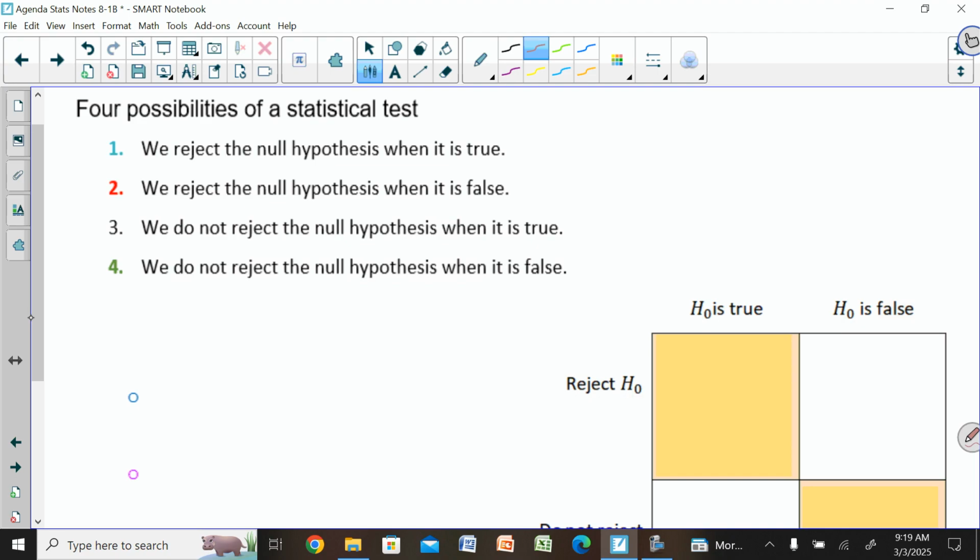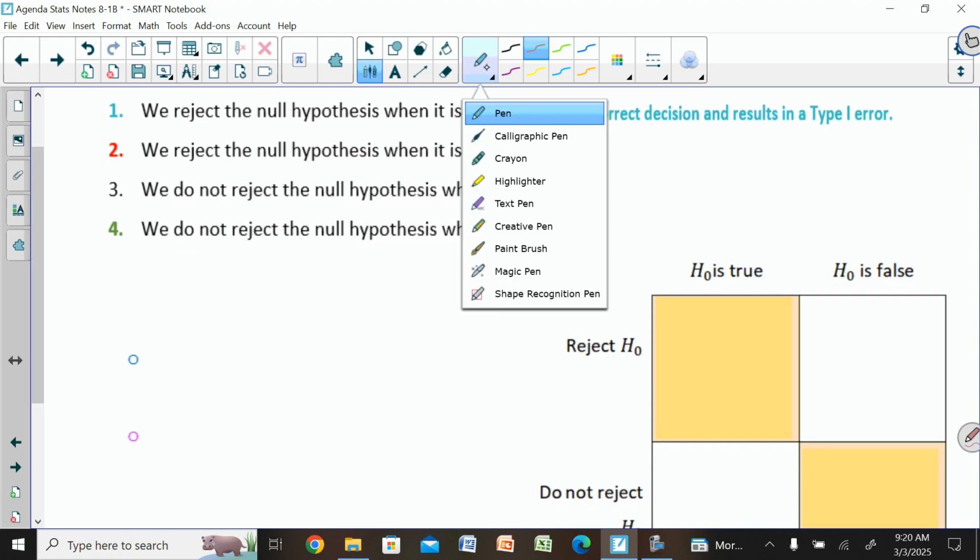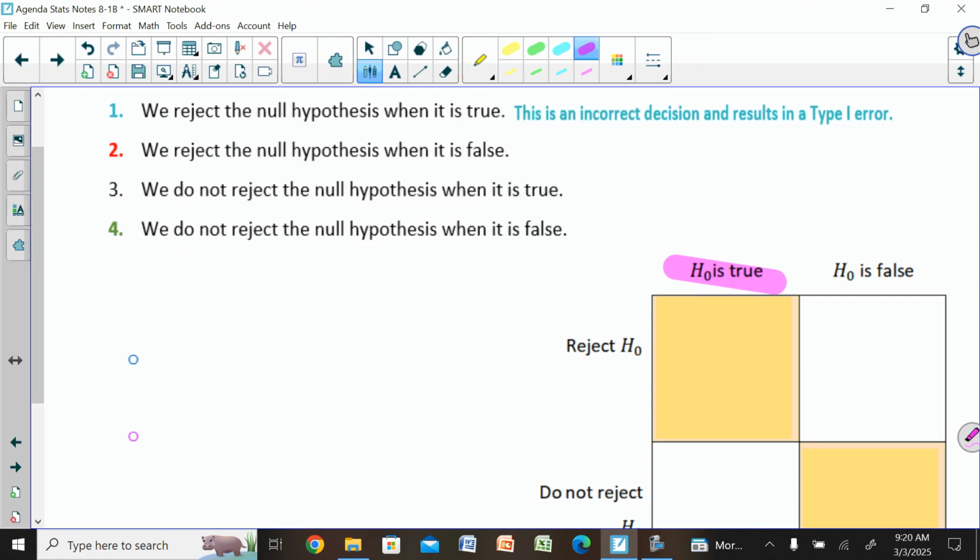So if we reject H sub O when it is true, that's bad, right? We said we don't like H sub O, but it's actually true. So if I look down here at my table, H sub O is true, but we rejected it. That is a bad decision, and that is also known as a type 1 error. I'm going to ask you to put this into context when we do problems. We'll do an example for it real quick after we talk about this.